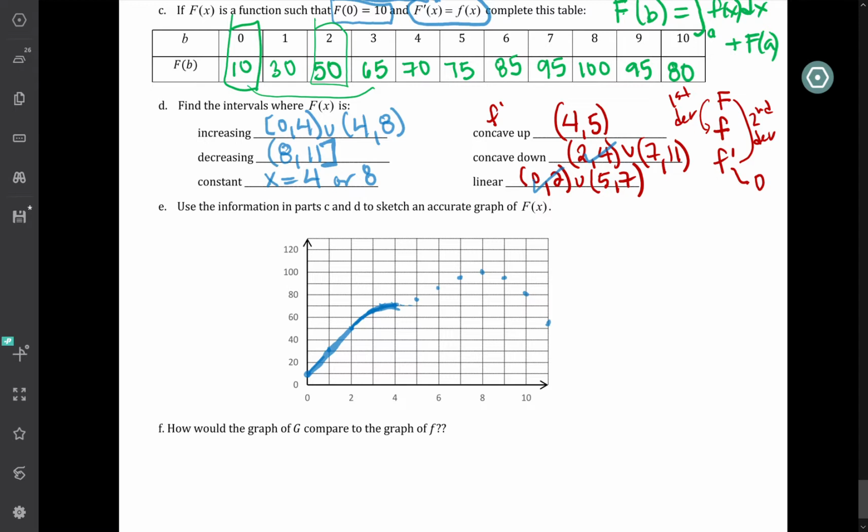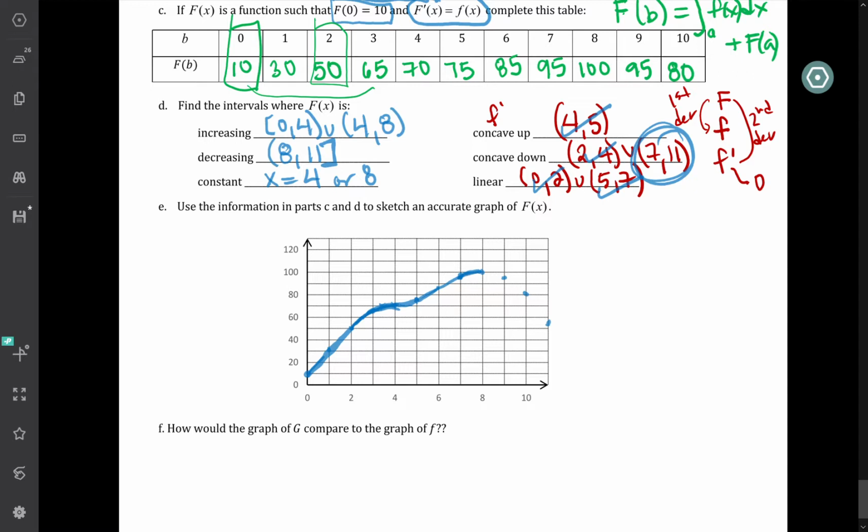From 4 to 8 is all back to increasing, so let's look at concavity. We know that from 4 to 5, we should have an upward bend. So there's my little bit of curve. And then from 5 to 7, it should look like a straight line again. And then concave down. Okay, so we're going to be concave down from here on. So we're going to be concave down, increasing.